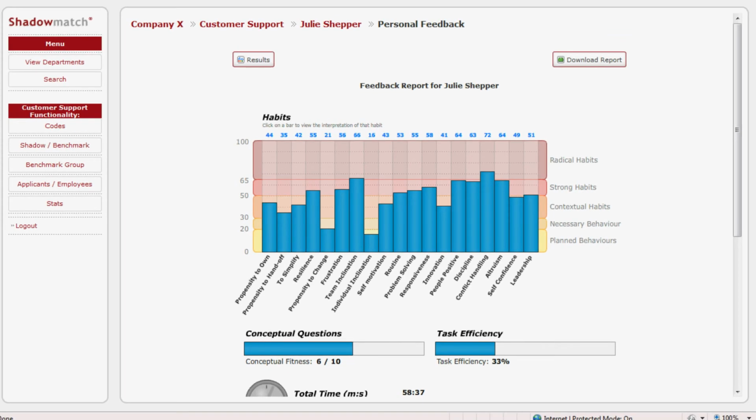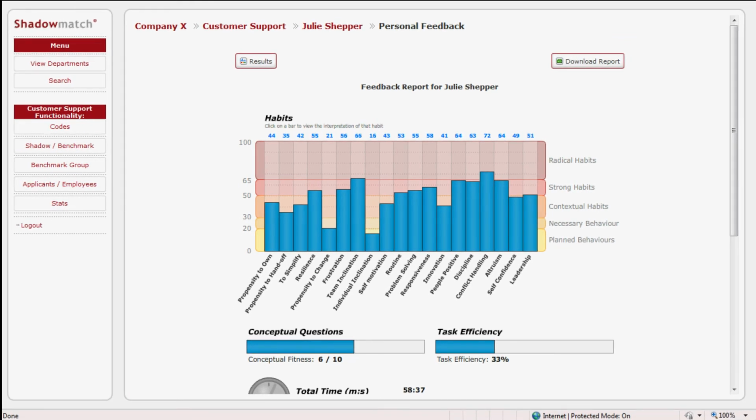In the meantime, you've seen how Shadowmatch can precisely and simply summarize all of the key habits of an individual, which can then be used to develop a benchmark or to map against a benchmark to ensure successful positioning of employees and candidates. For a detailed look at the rest of the results screen, including conceptual map, efficiency, and attitude, please see Part 2 of the Shadowmatch results demonstration.